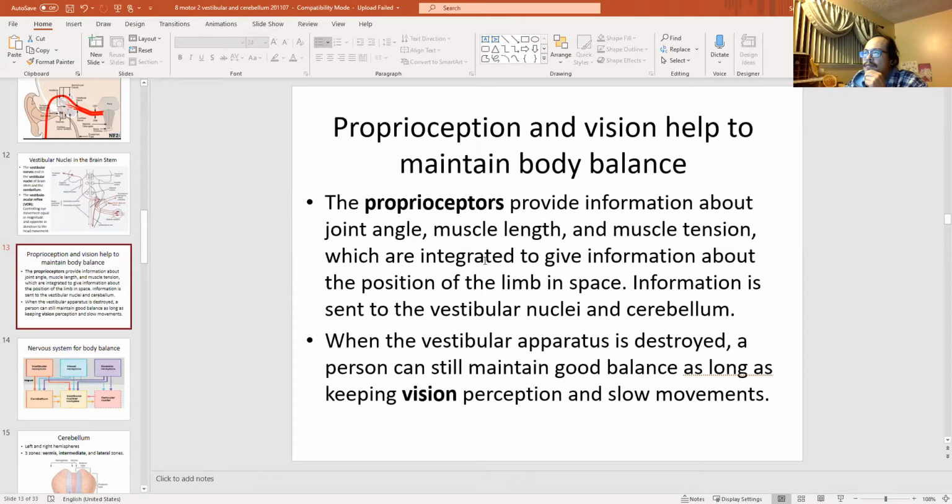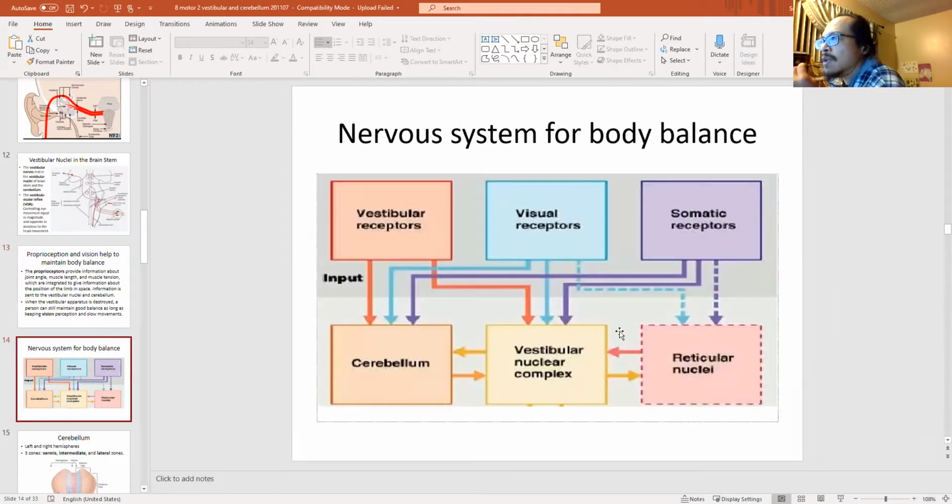And also vision is a good one. Especially if you are in a position where you need to maintain very good body balance, visual input is also very important. So these three are important to maintain body balance: the visual receptor, which we talked about too; the vestibular, which we talk about today; and proprioception, the somatic sensory input that we talked about in the sensory section. So in the sensory section, we have basically talked about all three already.